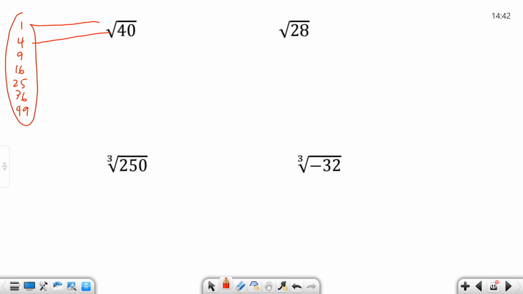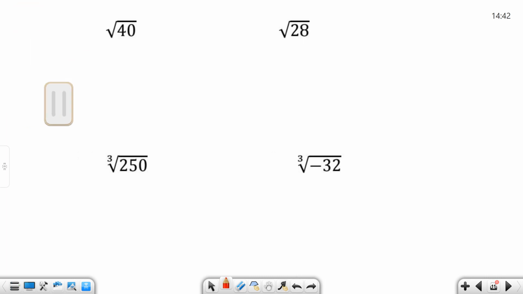16, nope. 25, nope. In fact, when you get more than halfway through this number, you can be done, okay? So here, 4 goes into 40. So how do I do that? Well, it's going to be the square root of 4 times 10.